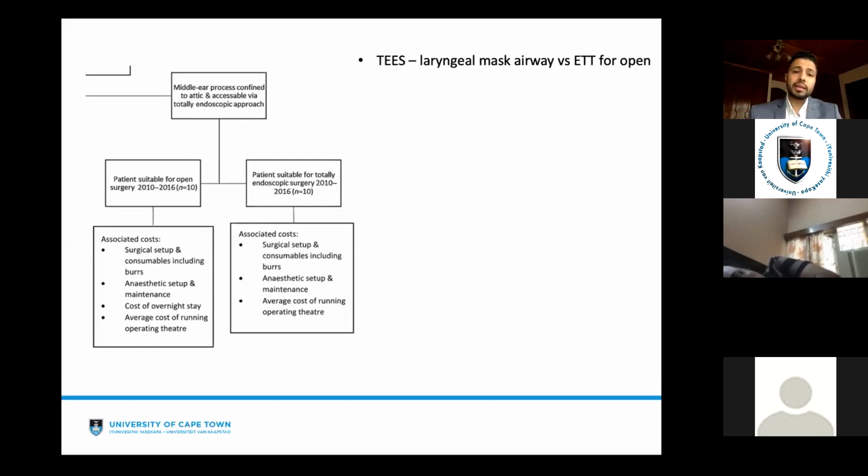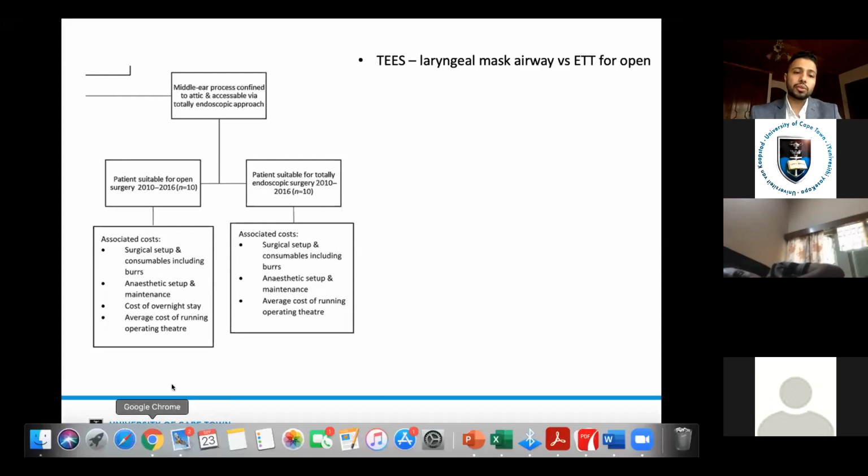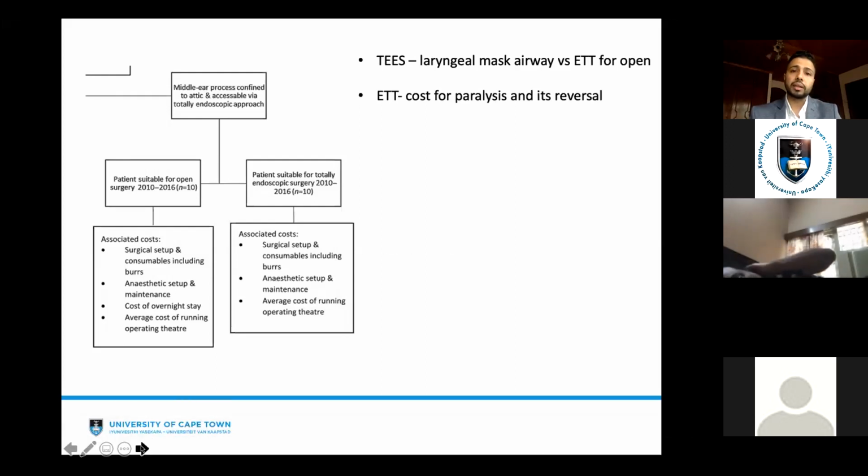So in this study and in this institution, for their endoscopic ear surgery cases, they do not intubate their patients. They use a laryngeal mask airway. And this has implications as regards to the cost for paralysis, the cost of reversal from the endotracheal tube, and the cost of the endotracheal tube itself and the gases that you're going to use.